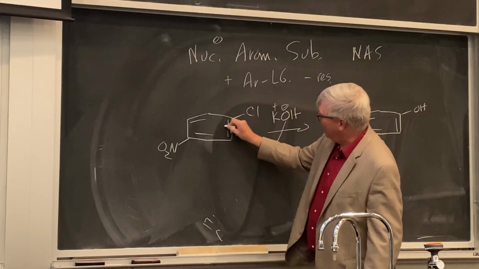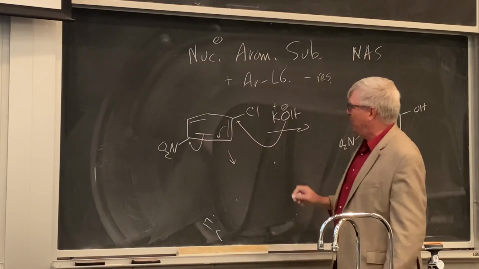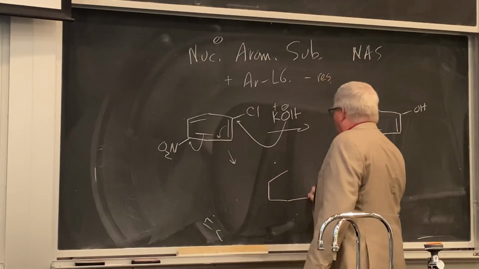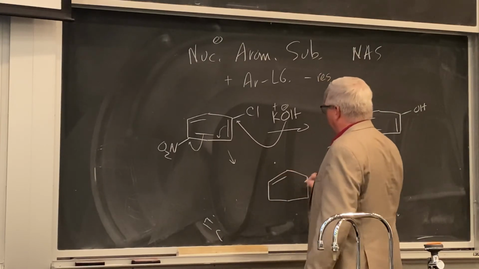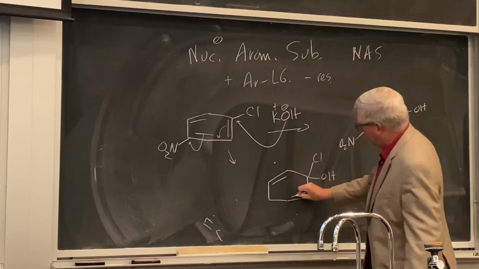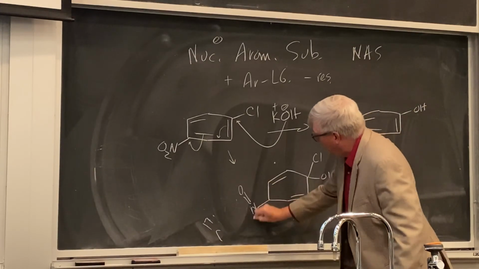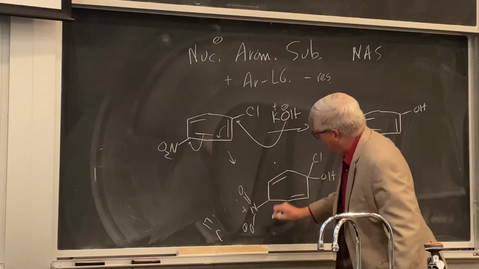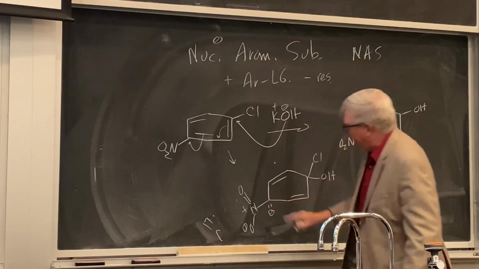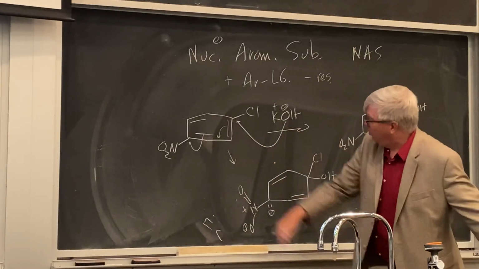When you attack here, you can push these electrons here and over toward the nitro group. And it's good to draw out the resonance structures, the intermediates here. We've got the chloride, the OH. We've pushed that double bond over. And look, we've got the nitro group here, and we have a negative charge down here. Now, why is that a good thing? Yeah, because the nitro group's a strong electron withdrawing group. It's polarizing the electron toward itself.